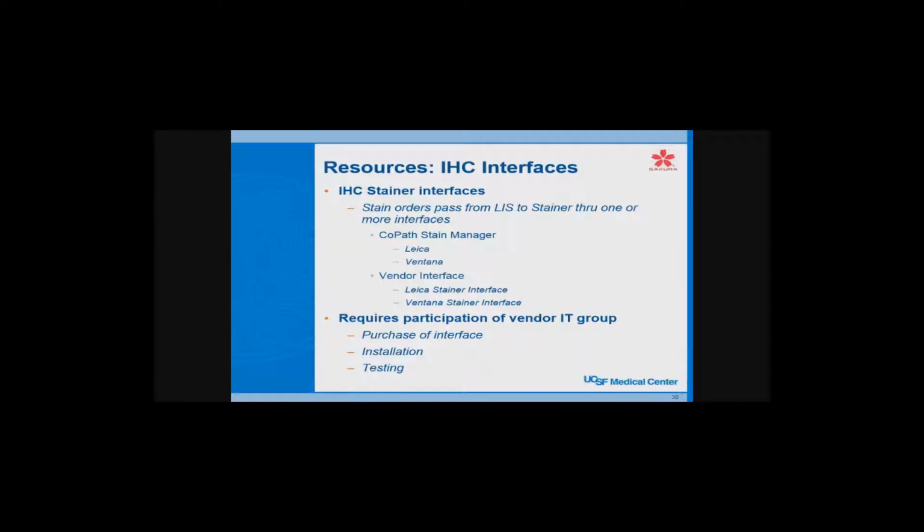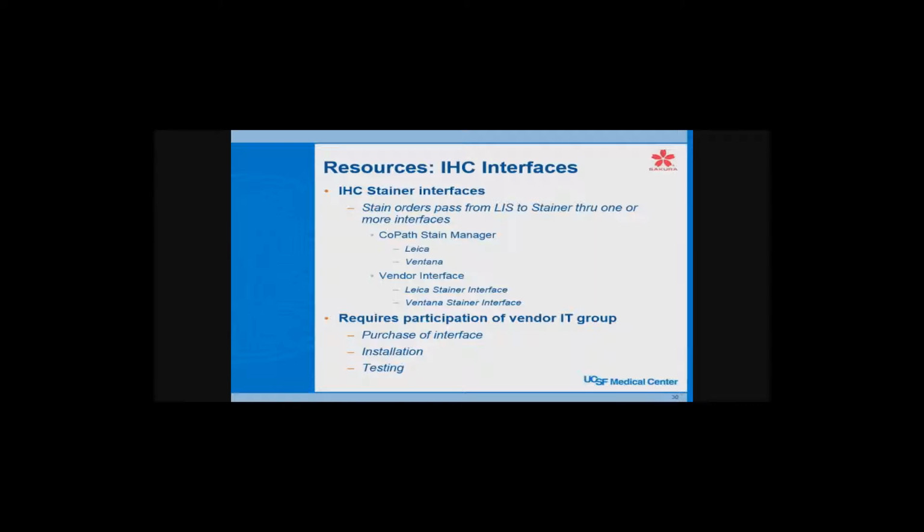Then your AP interfaces. This is probably one of the greatest benefits of the barcoding, besides tracking specimens and reducing errors, because what we do now is a stain order comes in, and when they scan a block to cut it, any immunostains at that time are sent right to the stainer. The label that's put on the slide is read by the stainer, and we're using Leica Bond stainers for this, so that completely eliminates all the programming that has to go into the stainer, and our turnaround time literally dropped by hours when we started doing this, and much more accurate as well.